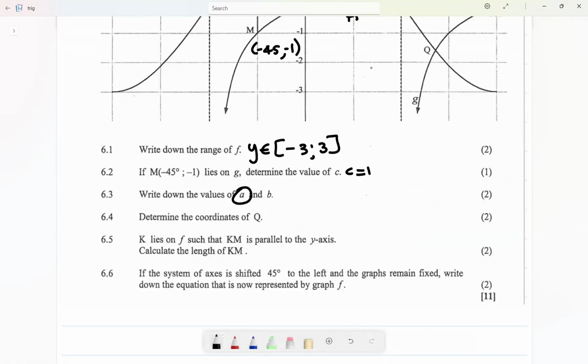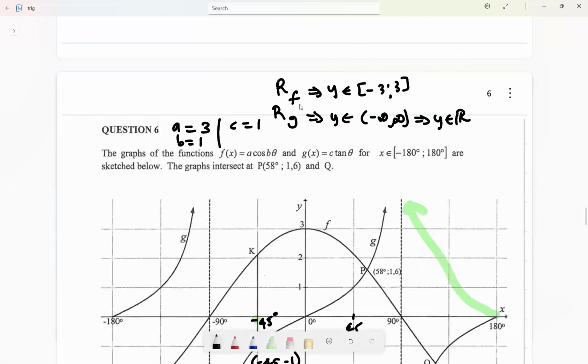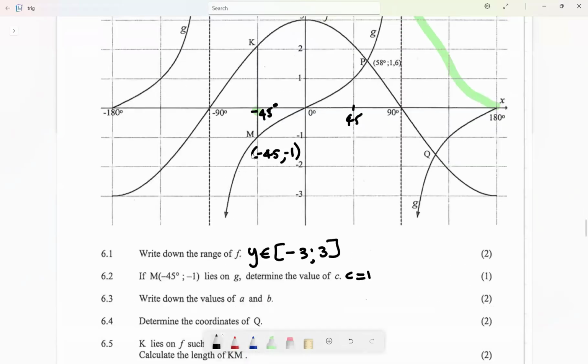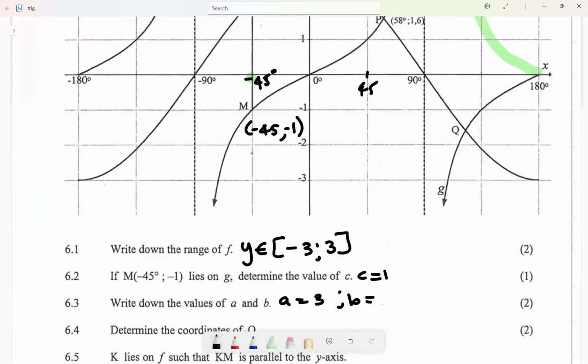Write down the value of A and B. A and B, we answered that. A is 3. How do we know A is 3? It is the amplitude. We found that. A is equal to 3. And then the value of B is just the period factor. But you can see that the graph is not affected by the value of K, so it is 1. I repeat, to find the value of A, it is just the amplitude, which is the maximum value minus the minimum value divided by 2. You'll get something like 6 divided by 2, which is 3.